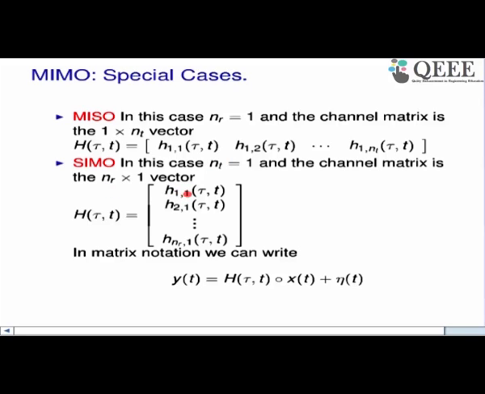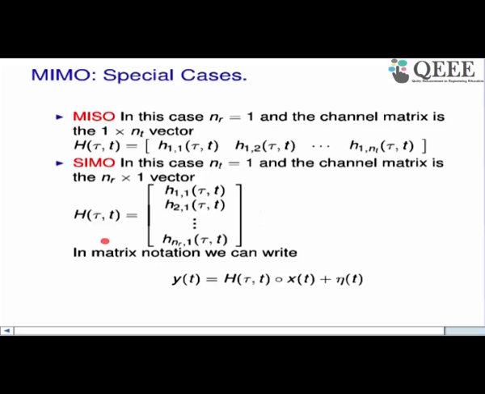So what you receive at the first receiver is basically the convolution of the channel with x1(t). Similarly, what you receive at the second antenna is y2(t), that is a convolution of h21, the channel coefficient from the first transmitter to the second receiver, convolved with what was transmitted, x1(t). So this is the second special case, SIMO.